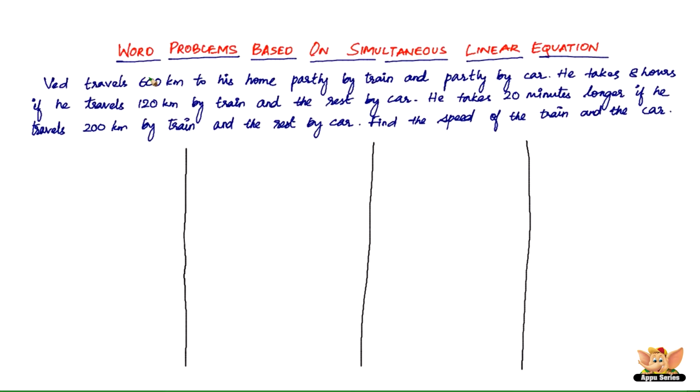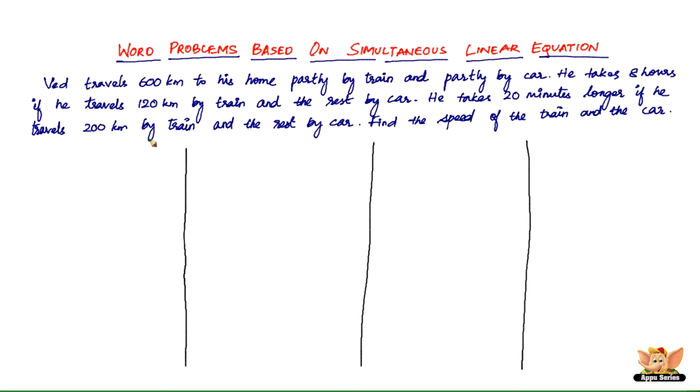In this video, let us continue to solve word problems based on simultaneous linear equations. And we've got a problem here which is about traveling. It says Ved travels 600 kilometers to his home partly by train and partly by car. He takes 8 hours if he travels 120 kilometers by train and the rest by car. He takes 20 minutes longer if he travels 200 kilometers by train and the rest by car. So find the speed of the train and the car.